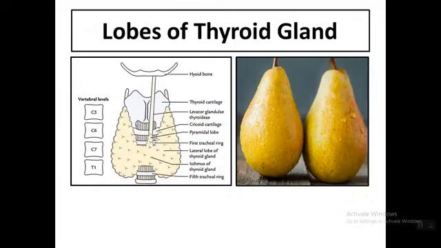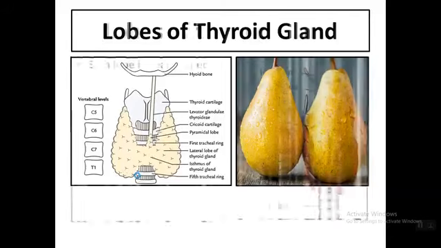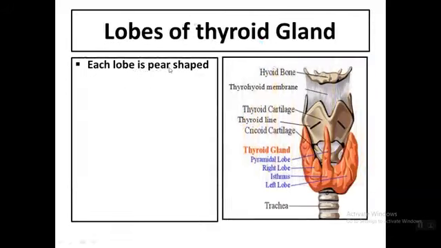هسه نجي first item اللي هو lobes of the thyroid gland. As we said, it has two lobes, right and left lobe, connected by the midline isthmus. From this figure we can see that the lobes of the thyroid gland are pear-shaped، يعني شكلها كمثري الشكل. Each pear-shaped lobe has an apex and a base. So each lobe is pear-shaped.